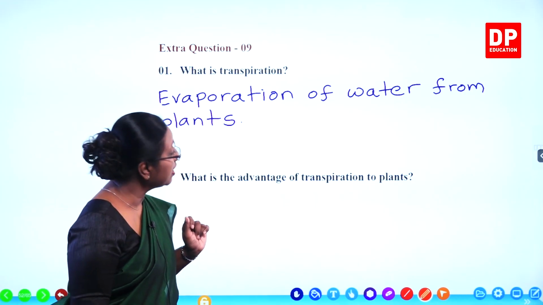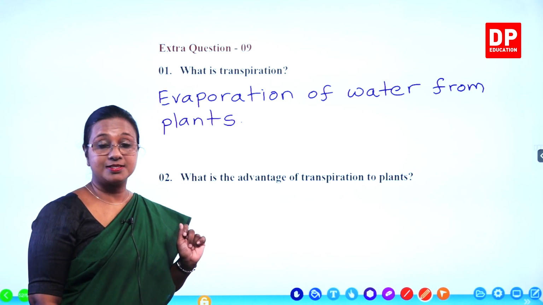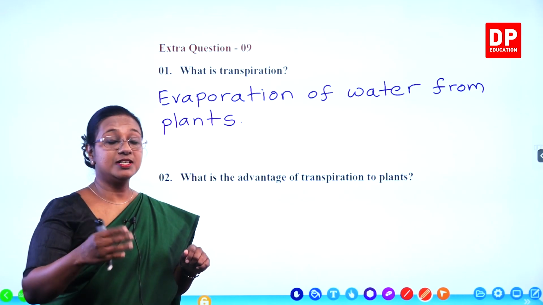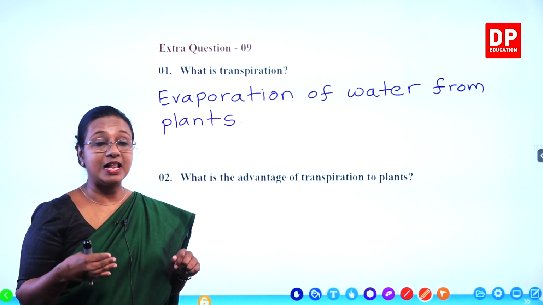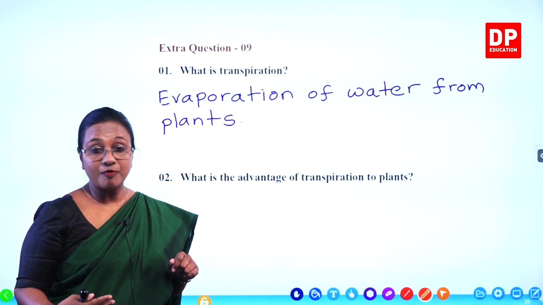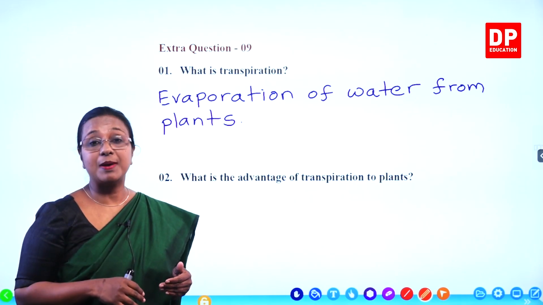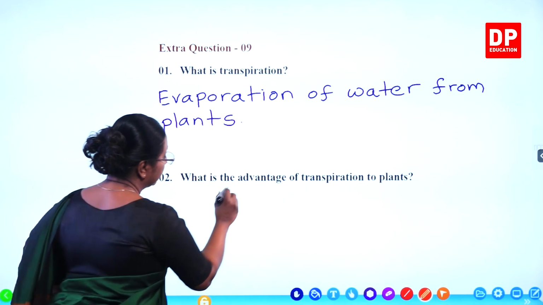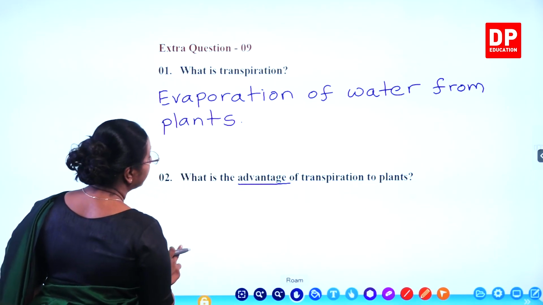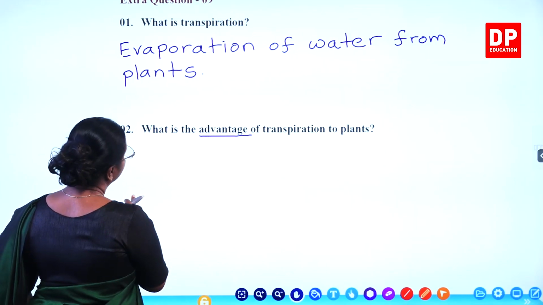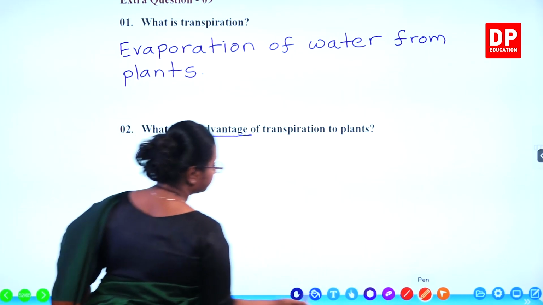What is the advantage of transpiration to plants? When transpiration occurs, that generates a force that helps to transport water and minerals to upper parts of the plant. So that is the advantage of transpiration. So that is what we have to write here.